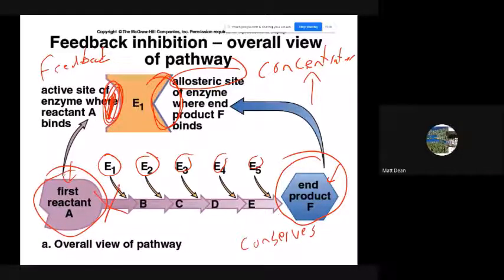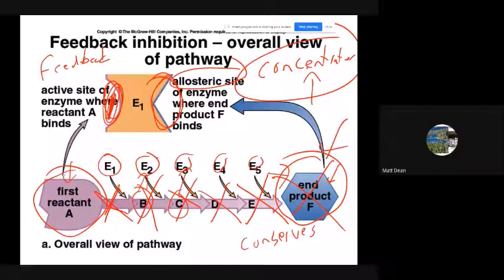Well, that means that this step can't happen. Well, if this step can't happen, that means substance B is never made, which means there's no substrate for enzyme 2, which means this step doesn't happen. Well, that means substance C is never made, which means there's no substrate for enzyme 3, which means this step doesn't happen, which means this step doesn't happen, which means this step doesn't happen, which means end product F is no longer made. And that turns out to be a good thing, because if there's already a high concentration of F in the cell, it doesn't need to make any more right now. So this is a way to turn off a pathway when the concentration of the product of that pathway is already high within the cell.